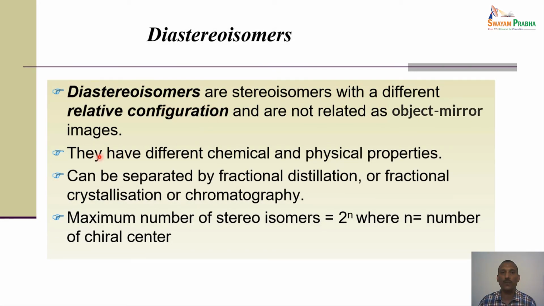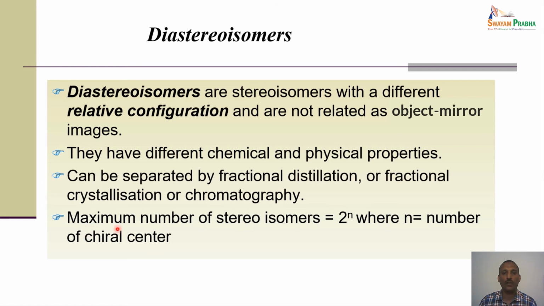The major difference is the different chemical and physical properties, because diastereomers are literally different compounds. They are not even like enantiomers, which are similar in other physical and chemical properties. Enantiomers differ only in optical rotation, whereas they have the same melting point, boiling point, density, and all other physical properties. In the case of diastereomers, they may have different chemical properties and different physical properties. And diastereomers can easily be separated by fractional distillation, fractional crystallization, or chromatography.